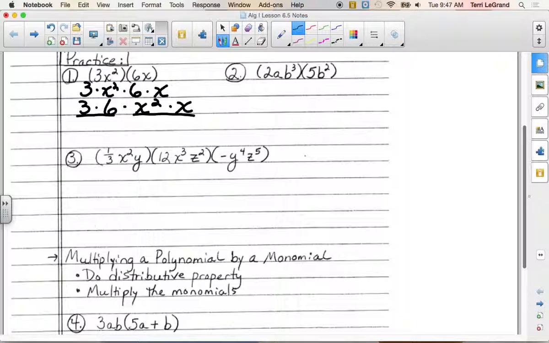What is 3 times 6? 18. And x squared times x? X cubed. Remember when we learned multiplying powers, we add their exponents. This has an invisible 1 on it. 2 plus 1 is 3. So our product is 18x cubed.